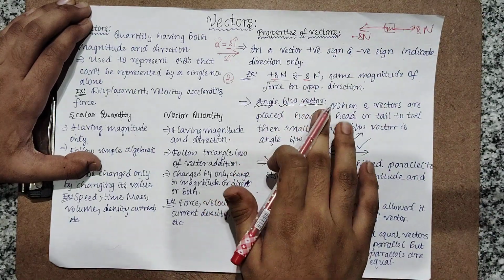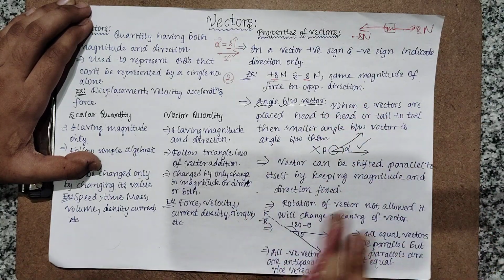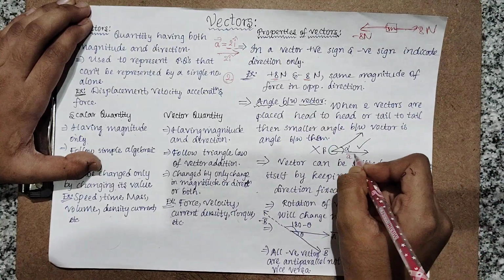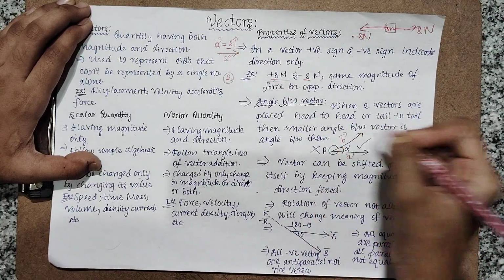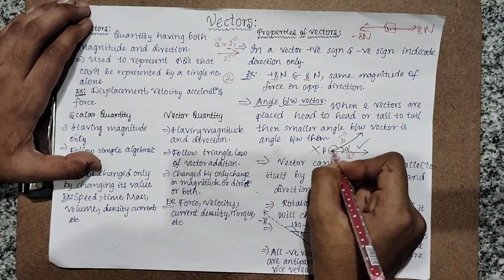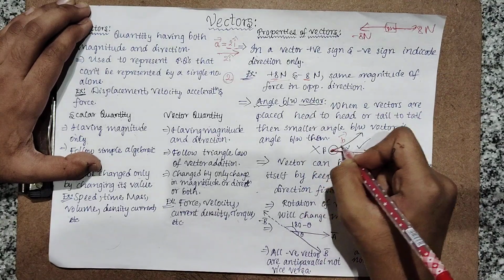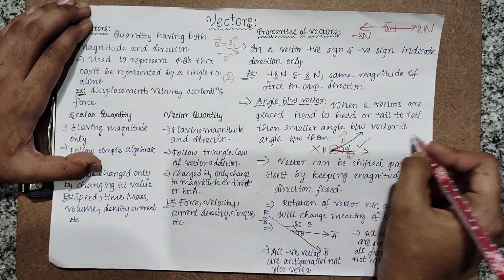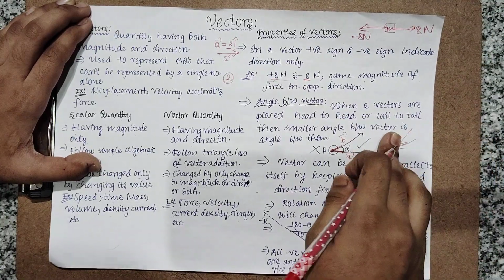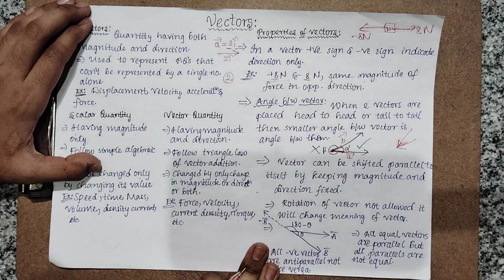And now coming to angle between vectors. When two vectors are placed either head to head or tail to tail. Here, let us say this is a vector a bar and this is a vector b bar. Now, either these two vectors can be placed head to head, the head of a bar and head of b bar, or tail to tail, like this. In either of these cases, the smaller angle between the vectors is said to be the angle between the vectors.